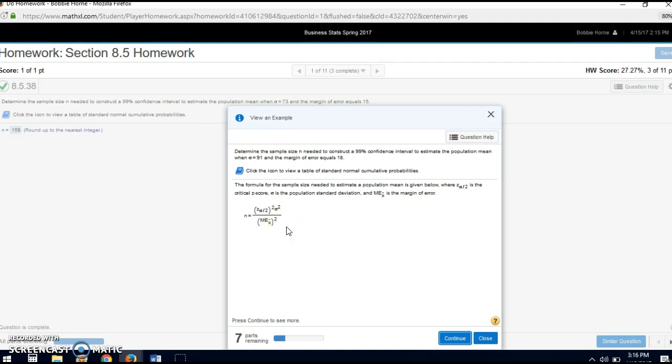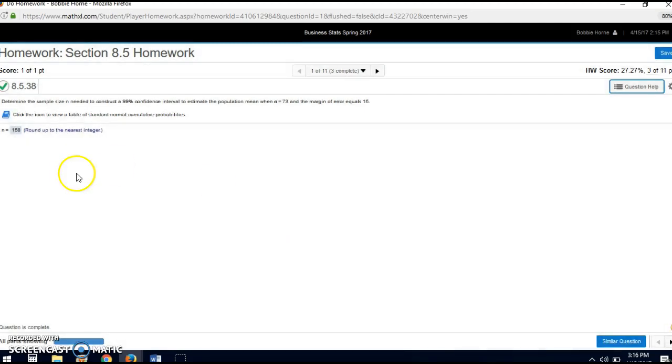So it's three values that you're using for this formula. The z value is the one that you have to come up with based on your confidence interval. The other two values are given to you. So once you divide, use your formula, you're always going to round up to the nearest integer. Okay?